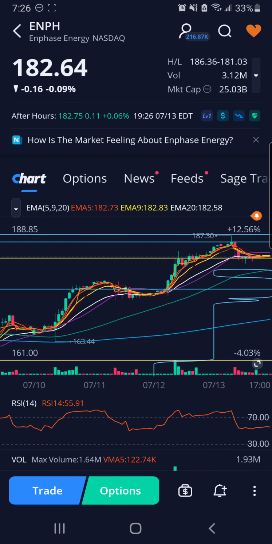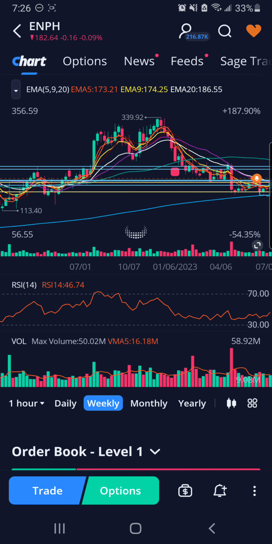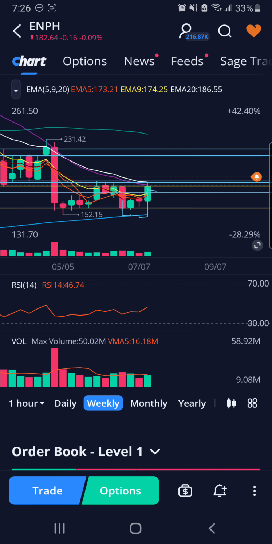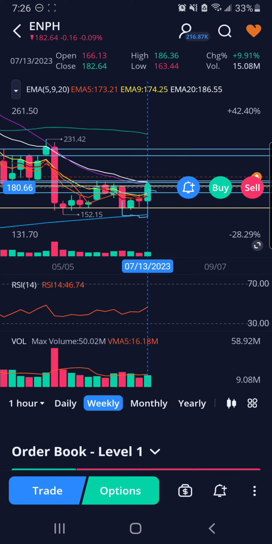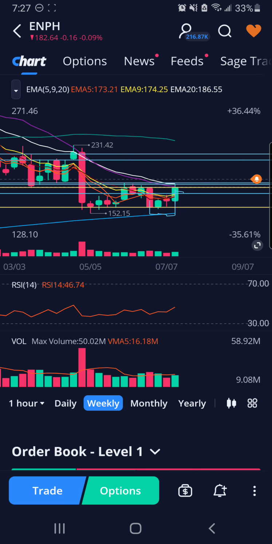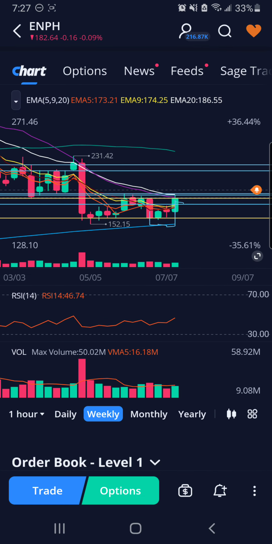All we basically did was create on the weekly our support, which is here, and a resistance, which is here. Now breaking that resistance is a pretty big deal. So we can keep an eye on that tomorrow.